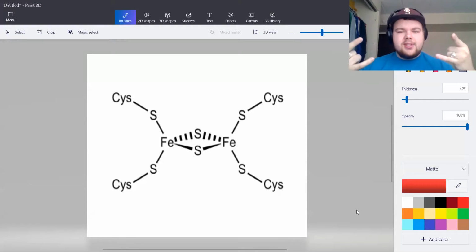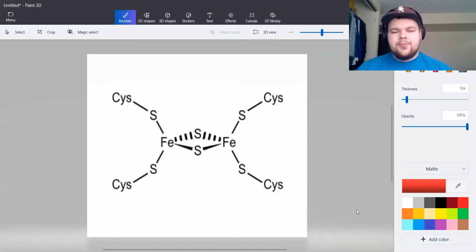Ferredoxin has four cysteines connected to four sulfurs connected to two irons, which are interconnected by two sulfurs. So the cysteines don't really matter for the overall structure, but they're there. From there, the sulfurs and the irons are the primary focus of its function and how it works.